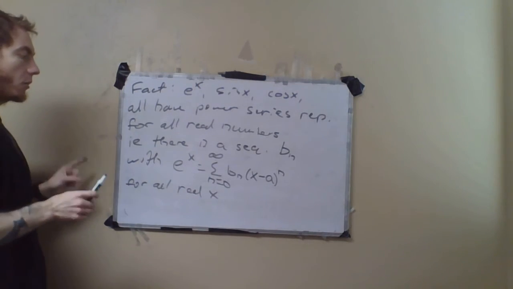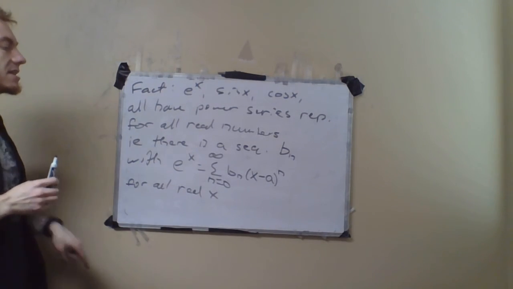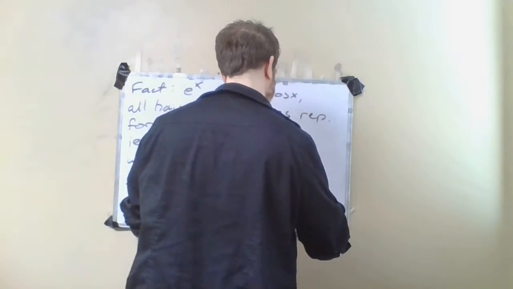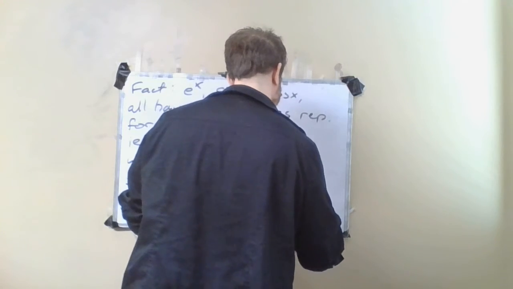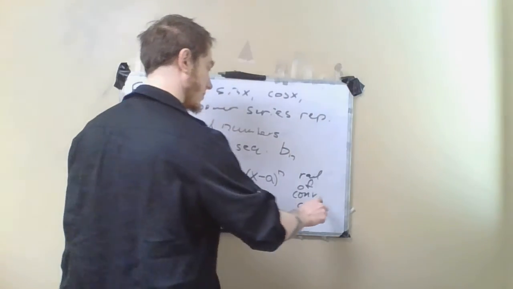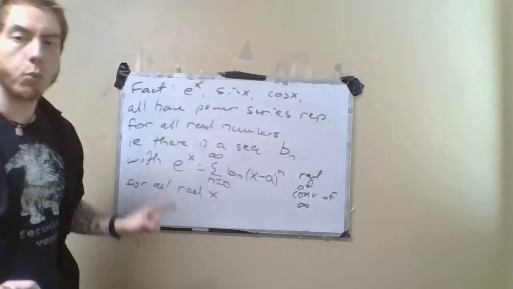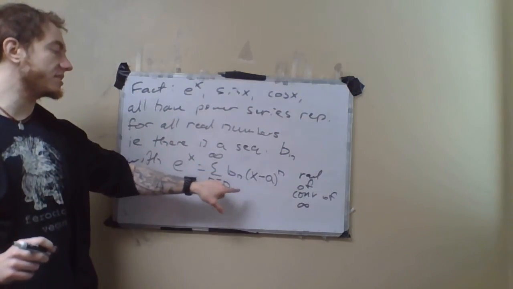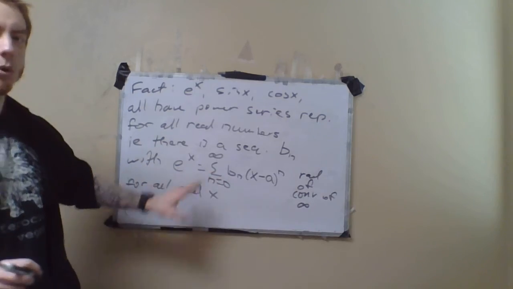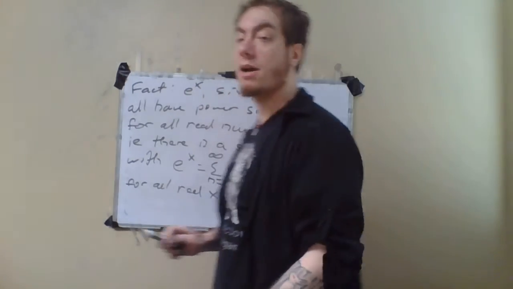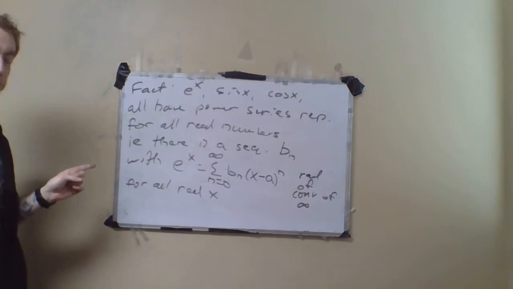Why does this matter? Well, the fact of the matter is that means that this has a radius of convergence which is infinity. Well, what that means is that this series, and we still need to figure out what the b sub n's are going to be, but this series converges for all complex numbers as well.